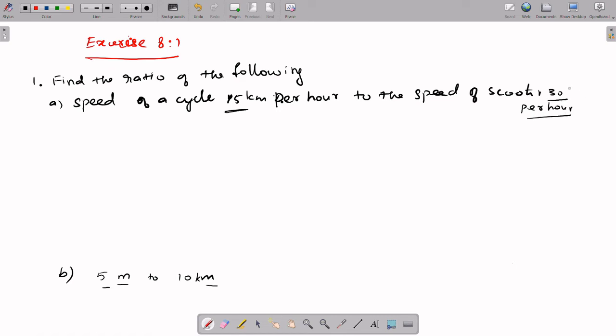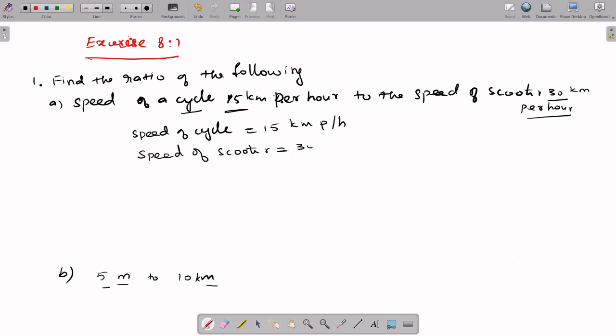Okay, so here which term has occurred first? Cycle occurred first. So speed of cycle will be equal to 15 kilometer per hour, and speed of scooter is given to be 30 kilometer per hour. So first the cycle is given, then the speed of scooter. So we have to write a ratio. We have to find out the ratio.